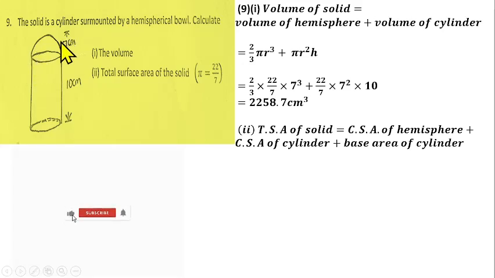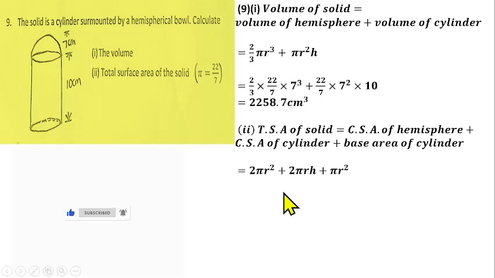So what are you left with? You are left with the curved surface area of the hemisphere, the curved surface area of the cylinder, and the area of the base of the cylinder. So curved surface area of the hemisphere plus curved surface area of the cylinder plus base area of the cylinder will give us the total surface area. The curved surface area of a hemisphere is 2 pi r squared, the curved surface area of a cylinder is 2 pi r h, and the area of the base of the cylinder is pi r squared.